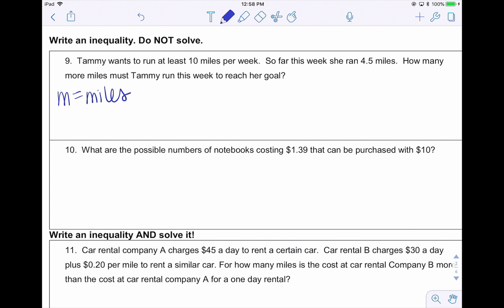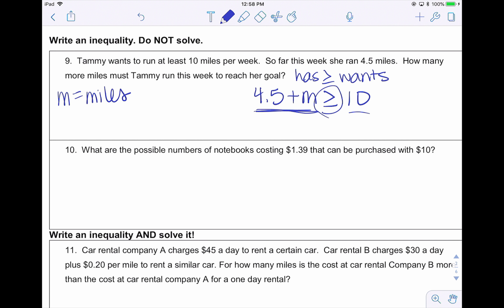So she wants to run at least 10 miles per week. So we know we have what she has run and what she wants to run. And she wants it to be greater than 10. So she wants what she has run already eventually to be greater than what she wants. So she has run 4.5 miles, and she can add as many as she wants to that. And that needs to be greater than or equal to 10, because she wants at least 10 miles per week. So what she's running needs to be greater than or equal to 10.